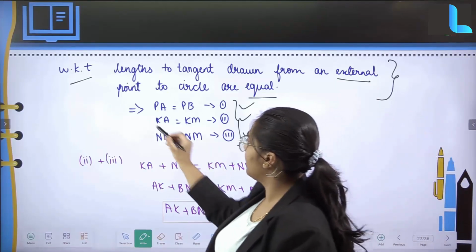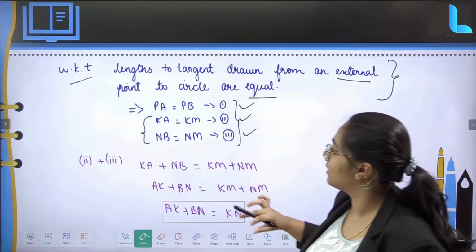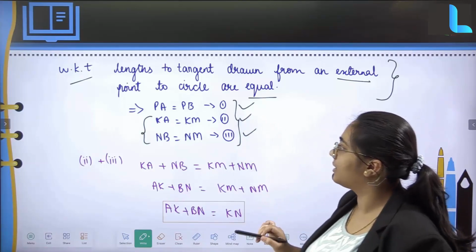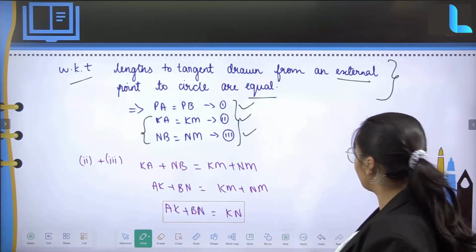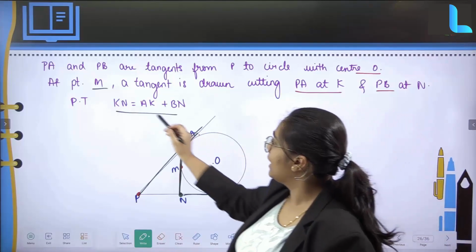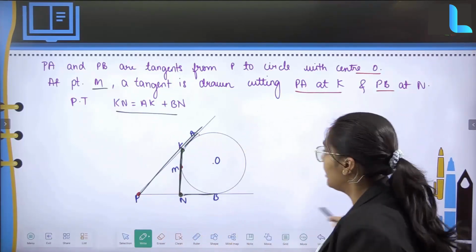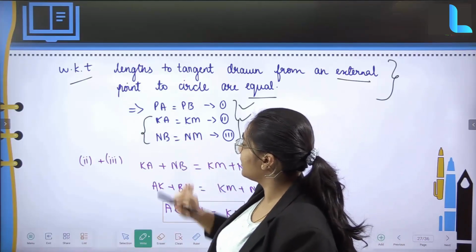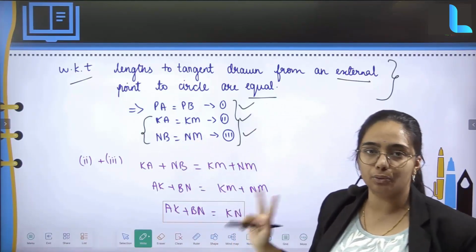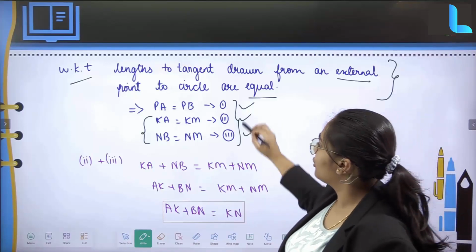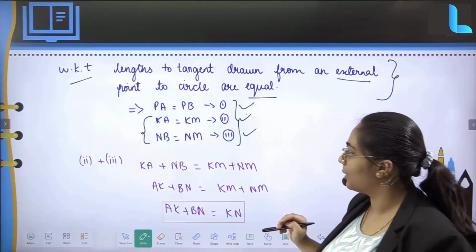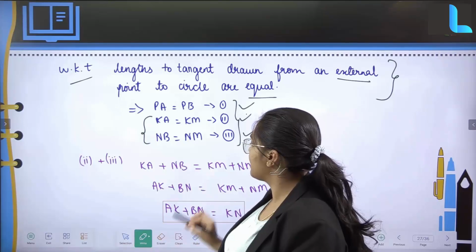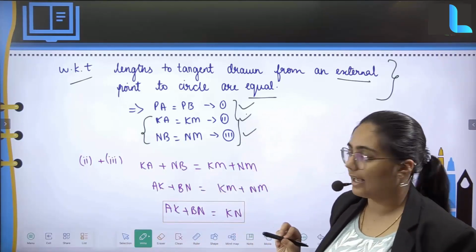Once you have written this, I am going to add number 2 and number 3. Why? If you look into the required part, I first require KN. So where do I have my KN? How do I get this? First and foremost I have to add two of these equations, that is for sure. So I will be adding the second one and the third one. I will be getting KA plus NB is equal to KM plus NM.